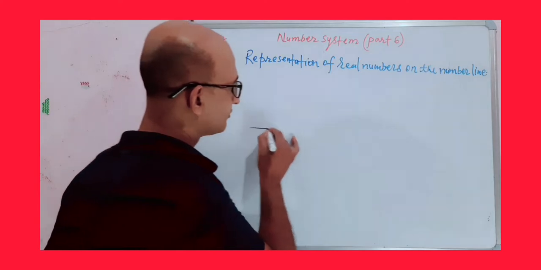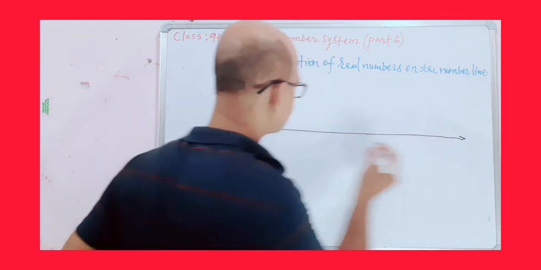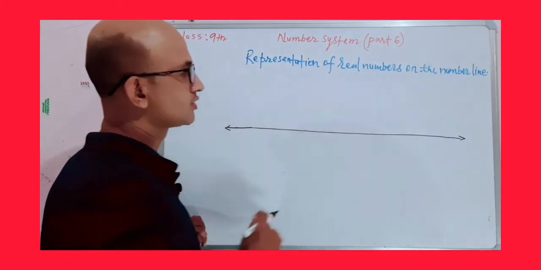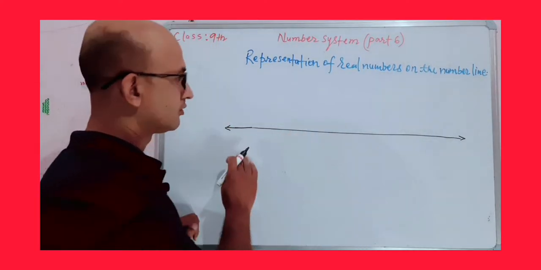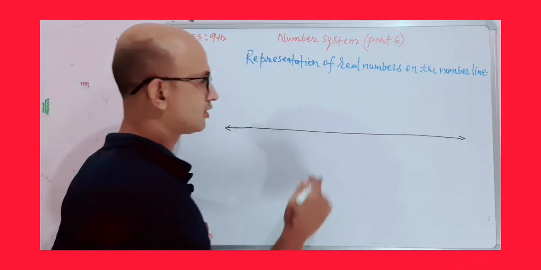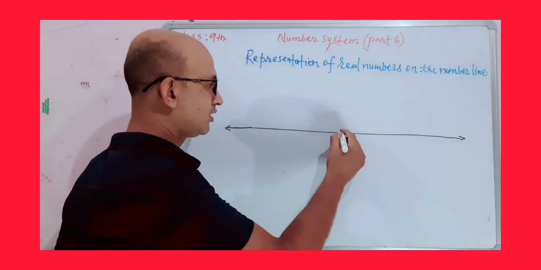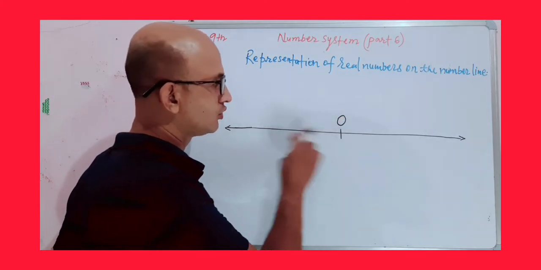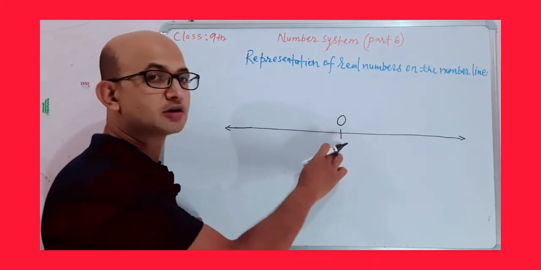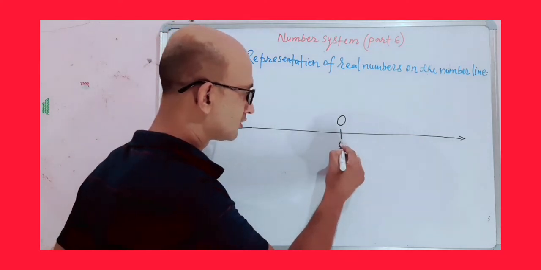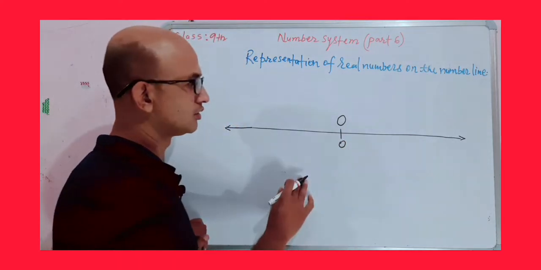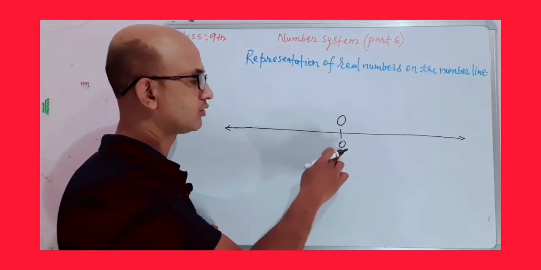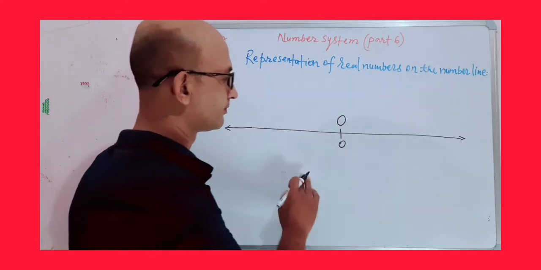Number line: it is a straight line on which real numbers are represented. We take a straight line and on this straight line we mark a point O. This point O on this straight line represents the number 0. And this number 0 is a whole number and also a real number.